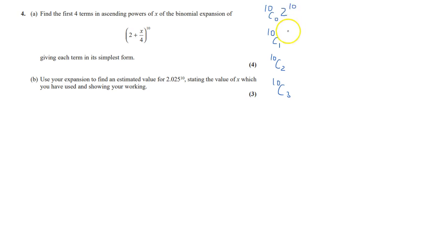2 is to the power 10, 2 is to the power 9, 2 is to the power 8 and 2 is to the power 7. x over 4 is to the power 0, x over 4 is to the power 1, x over 4 is to the power 2 and x over 4 is to the power 3. To check your writing is correct, the powers of 2 and 4 should add up to 10 each time. Now the expansion.